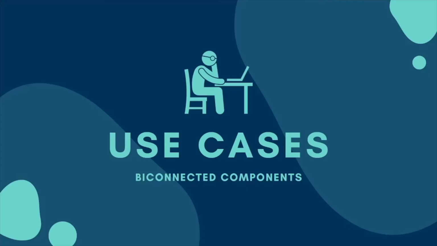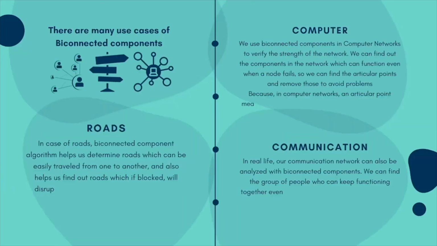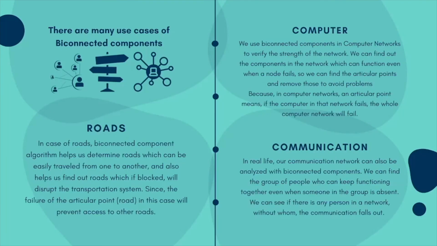Now, if we look into the use cases of biconnected components, we can see there are many use cases in our world, but these are a few we will describe here. First, roads. In the case of roads, the biconnected component algorithm helps us determine roads which can be easily traveled from one to another, and also helps us find out roads which, if blocked, will cause so much disruption that transportation will be hampered, or people cannot go from one place to another, since the failure of a particular point or road in this case will prevent access to other roads. This is why this algorithm is really effective for roads.